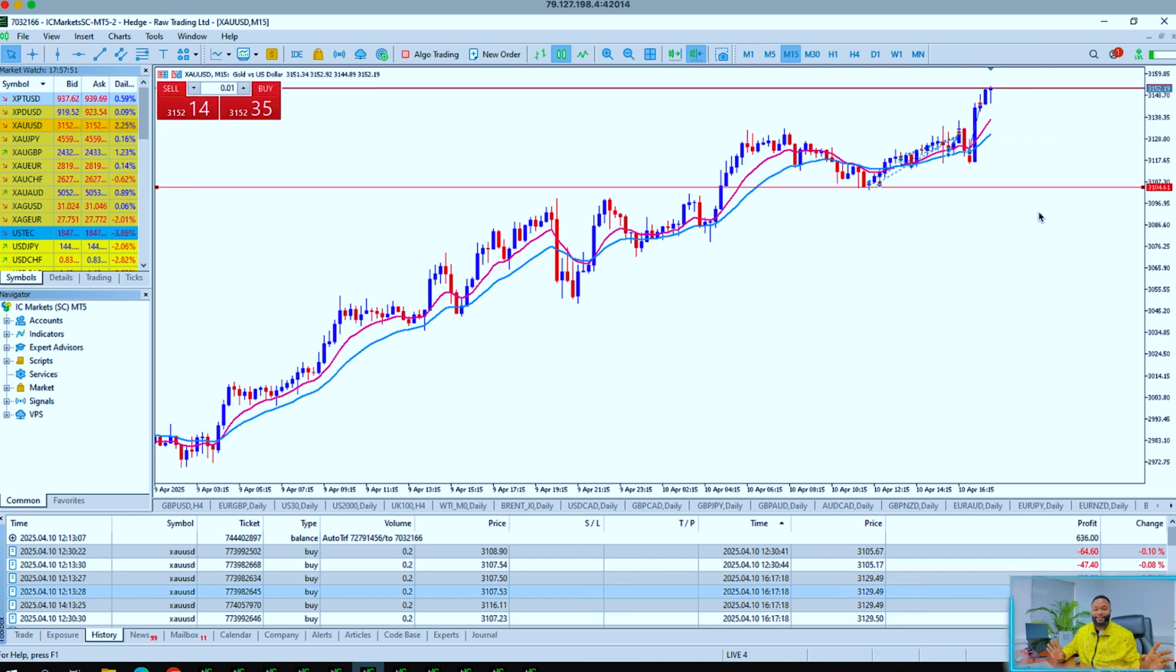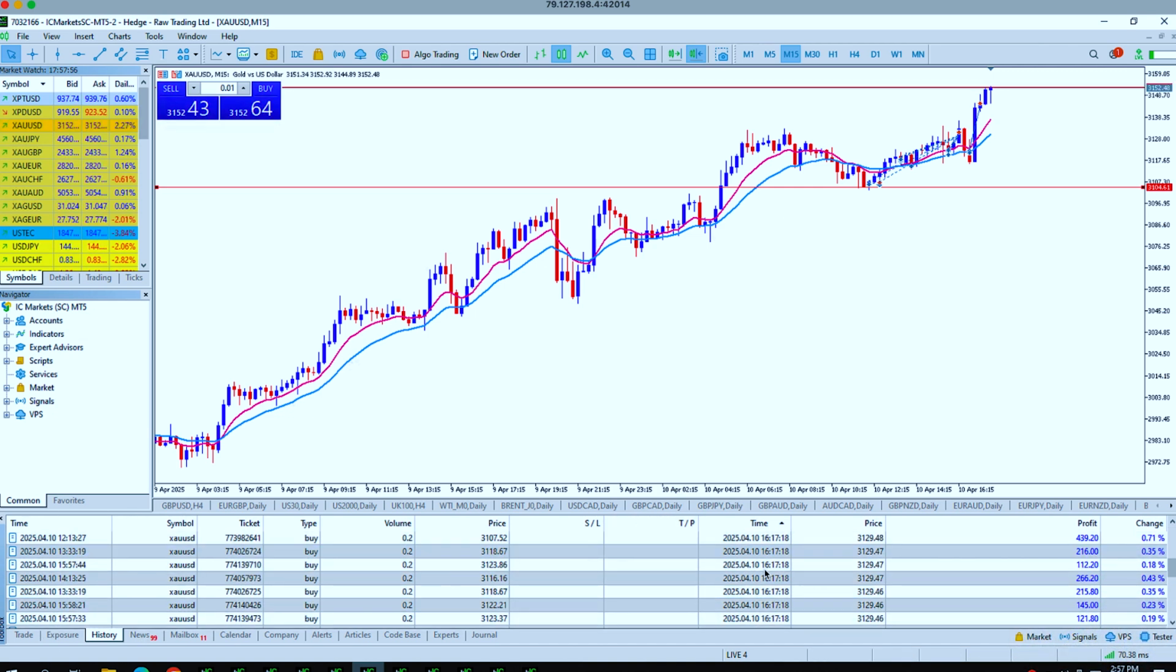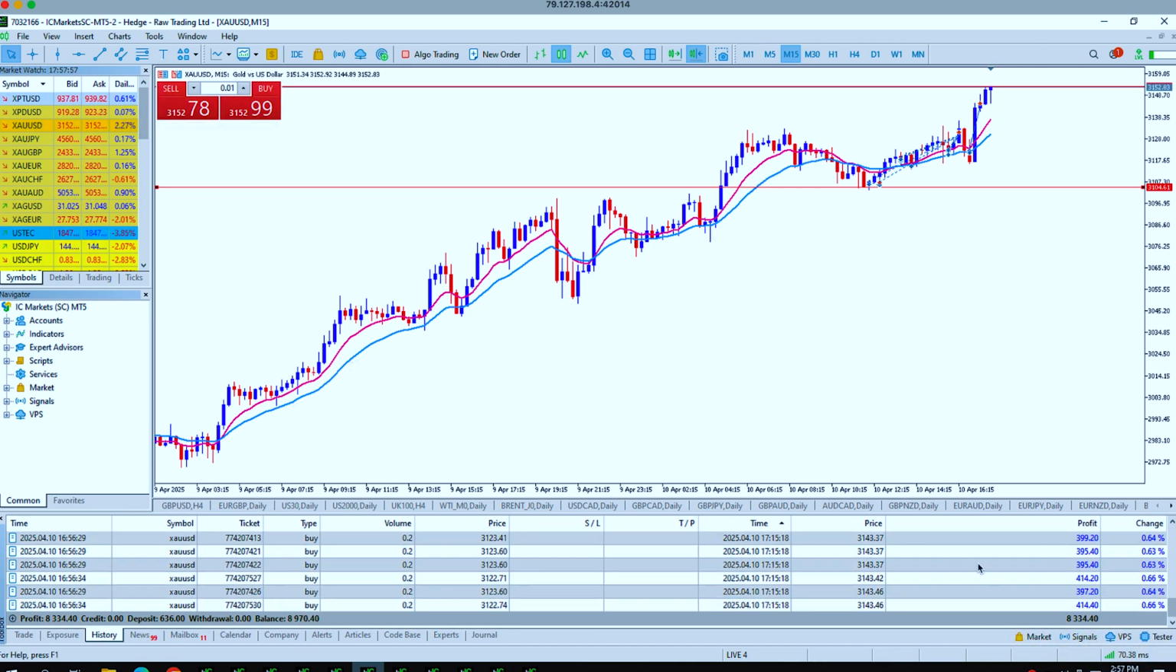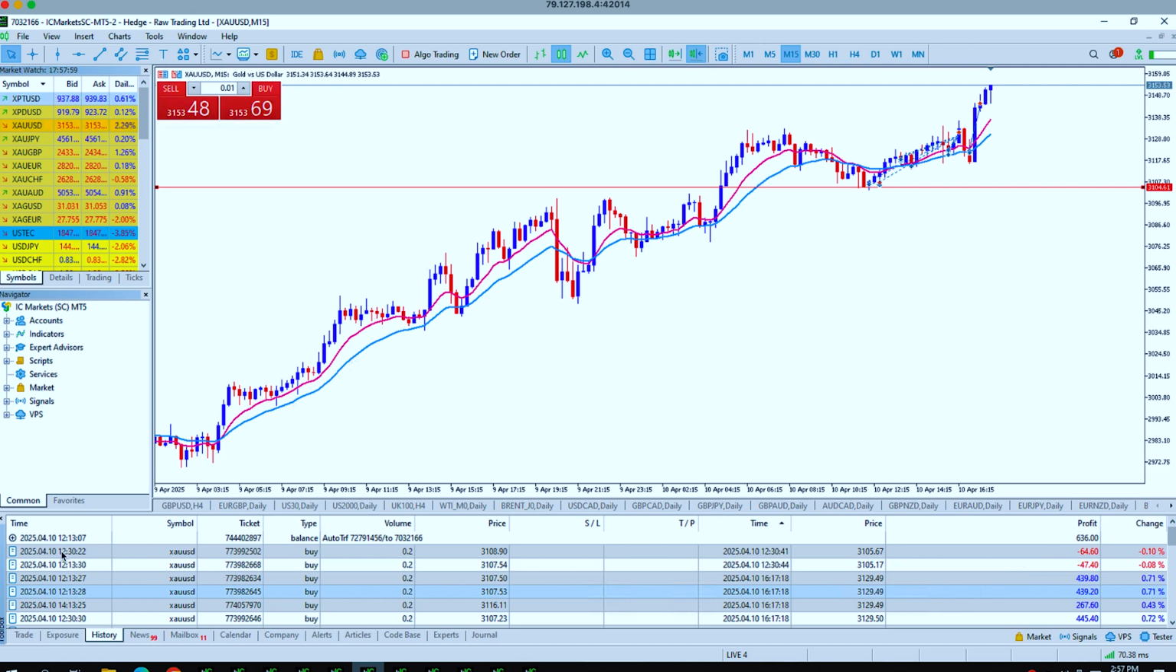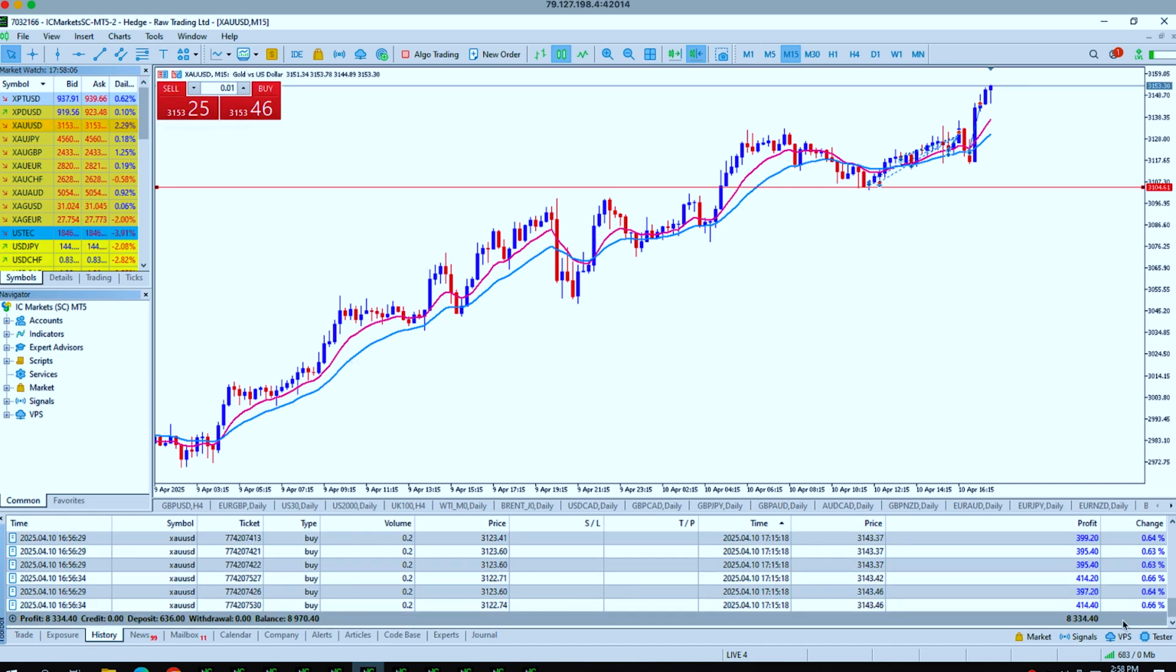So that is it. The same screenshot you guys are seeing, the same trades. That's the history. That's my history for today. Remember the first one here, that's the deposit. Deposit balance from here to here, that's it, $636. And then we are standing now on almost $9,000.